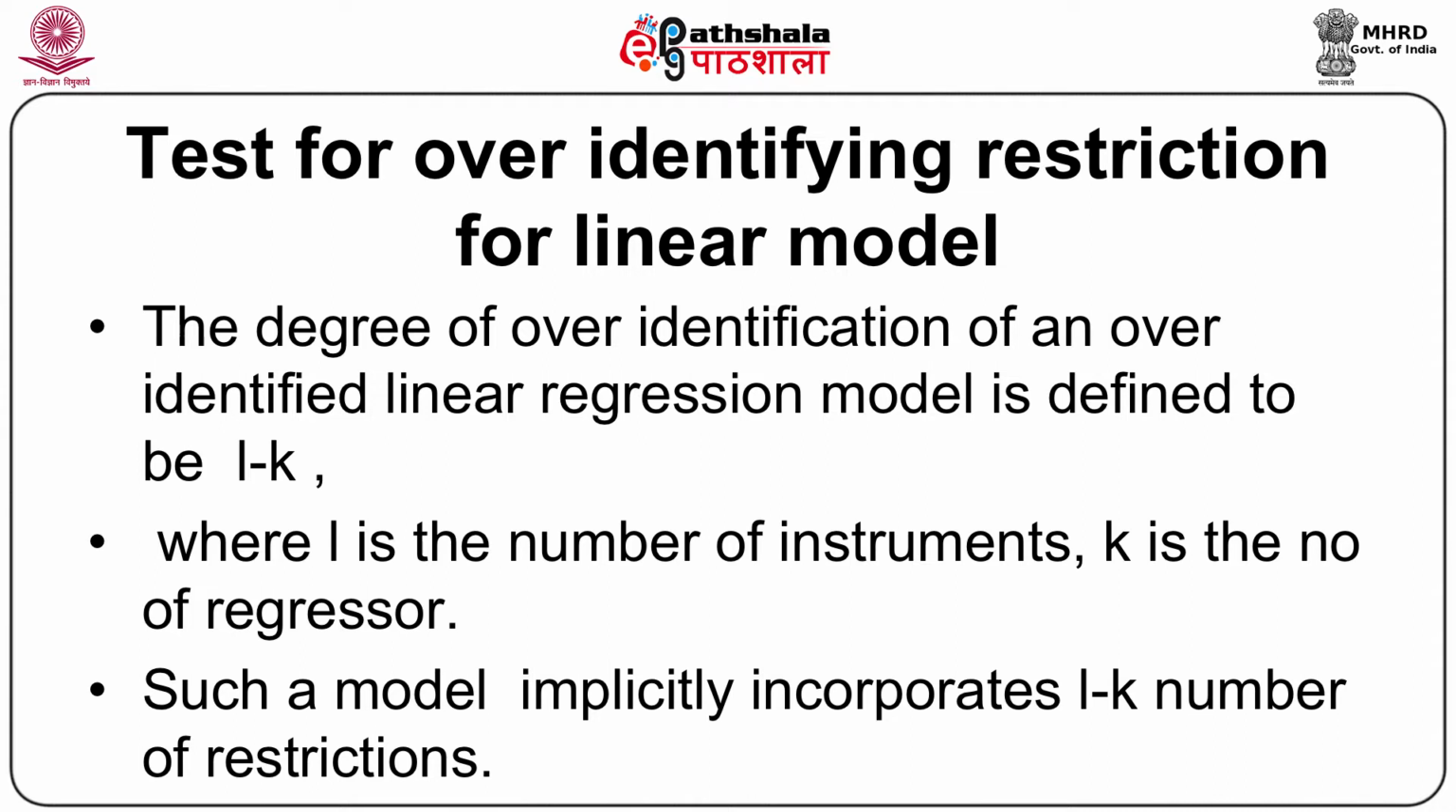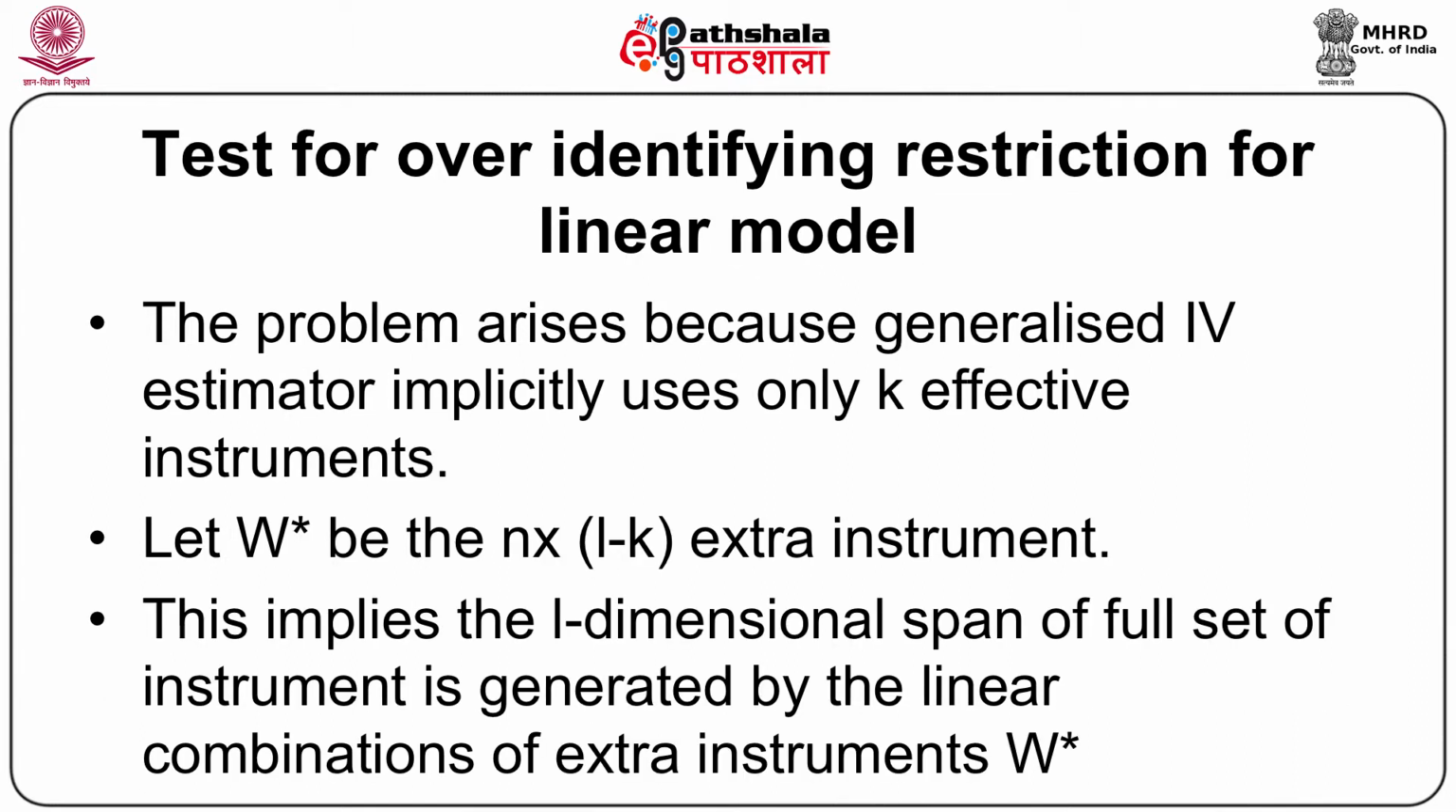For the time being, let us consider a linear model, and suppose there are L instruments available and K parameters to be solved. That implies the degrees of freedom left is L minus K, where L is the number of instruments and K is the number of regressors. Such a model implicitly incorporates L minus K restrictions. The problem arises because the generalized IV estimator implicitly uses only K effective instruments.